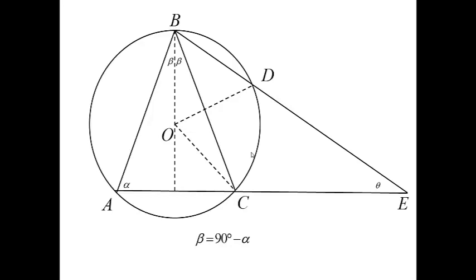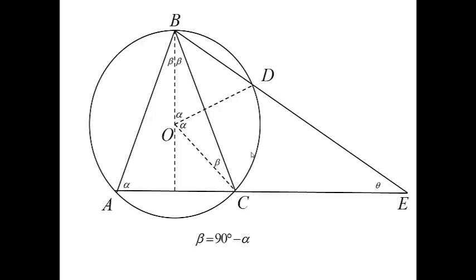Similarly, the other angle at B is also equal to beta. Now I will look at the triangle OBC, which is isosceles because OB and OC are two radii, and in this triangle the angle at C is equal to beta, and then I can calculate the angles at O, and both of them are equal to alpha.